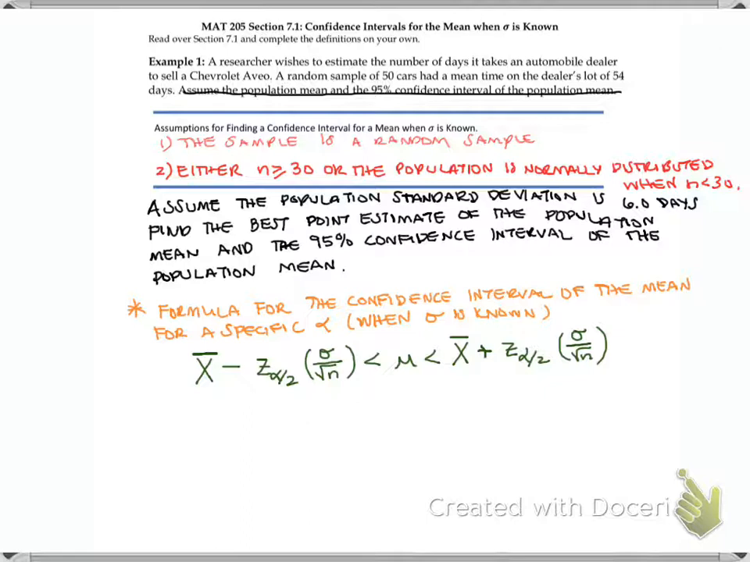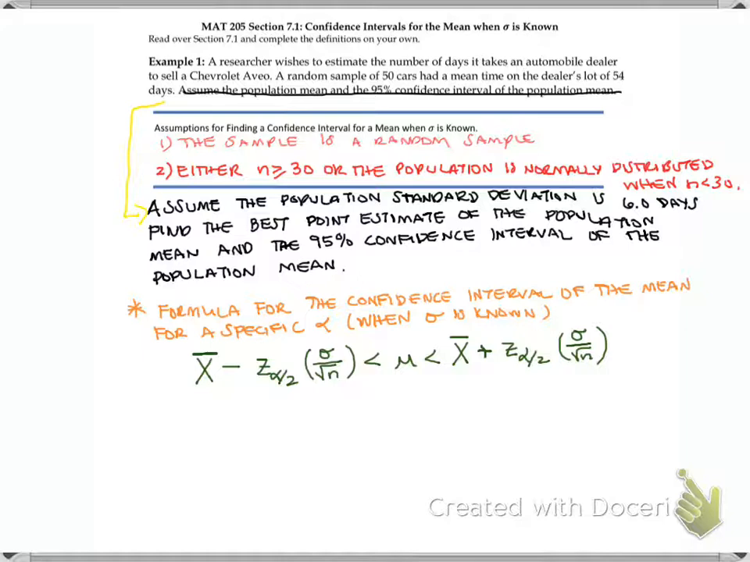In this example, it says a researcher wishes to estimate the number of days it takes an automobile dealer to sell a Chevrolet Aveo. I think that's how you say it. A random sample of 50 cars had a mean time on the dealer's lot of 54 days. Now, that other part that I have, sort of cross that out, and I want you to write this in: assume the population standard deviation is 6 days. Find the best point estimate of the population mean and the 95% confidence interval of the population mean.